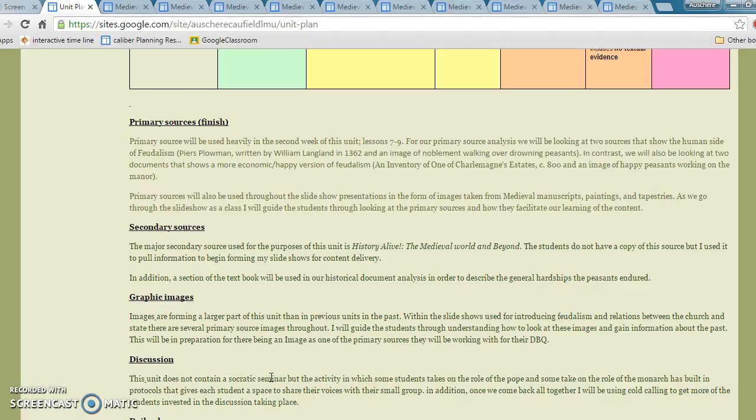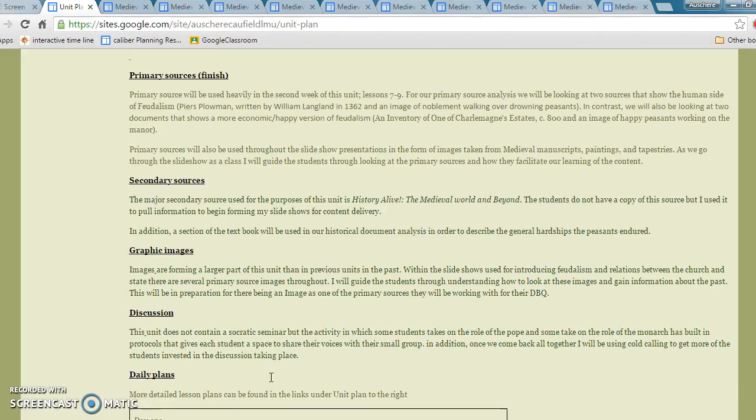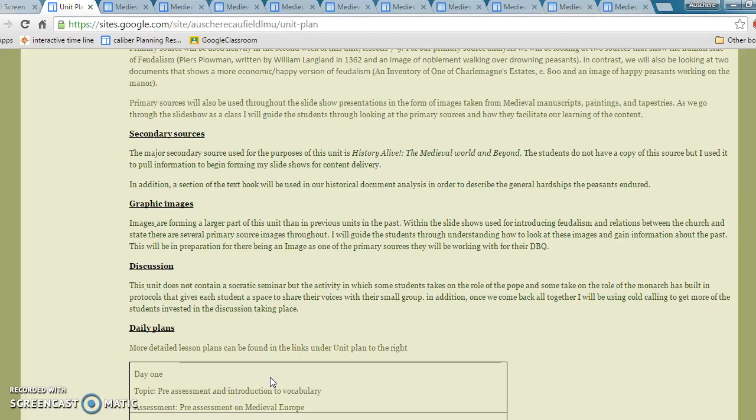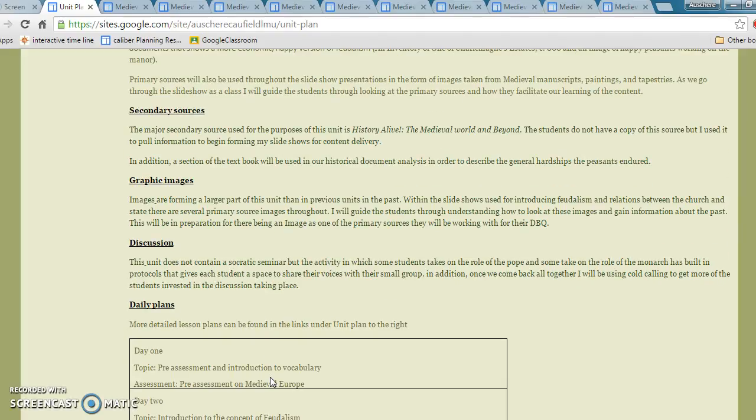be talking about those as we go through the slideshows in the first week. Secondary sources, a lot of the information I got was from History Alive, The Medieval World and Beyond. Students don't have a copy of it, but I did pull some information from it for content delivery. Images are a larger part of this unit than they have been in the past. Like I said, two of the primary sources are actually images, so we'll be using that.